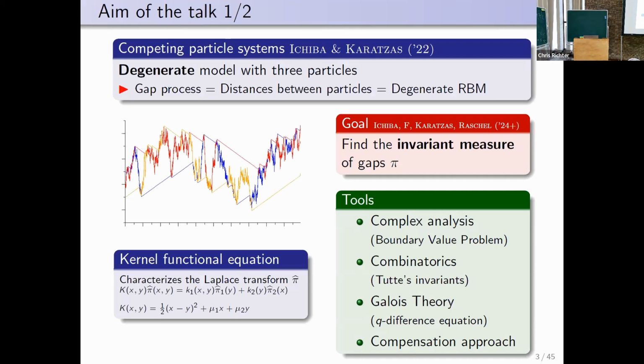And I will focus on what is called the gap process, which is the process of the distance between two particles. In fact, this gap process will behave just as a reflected Brownian motion, but a degenerate reflected Brownian motion. And so the goal will be to find the invariant measure of this gap process.